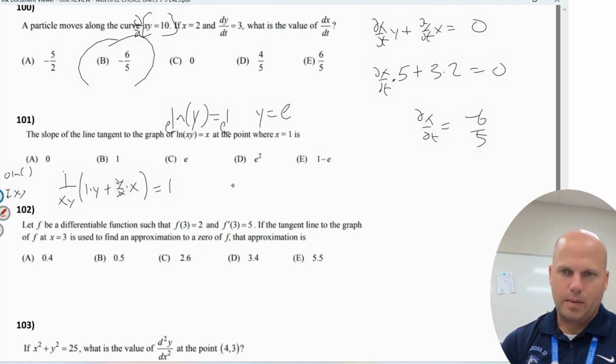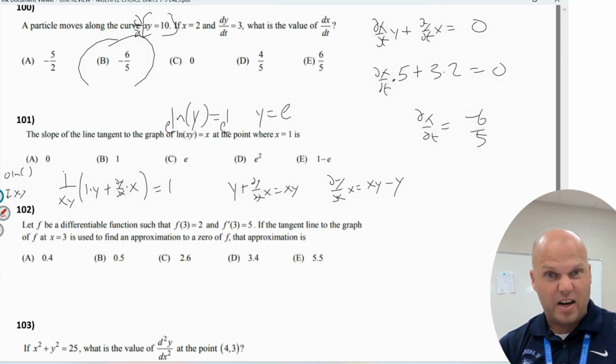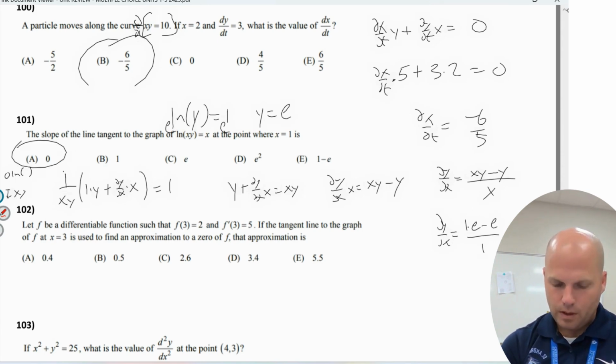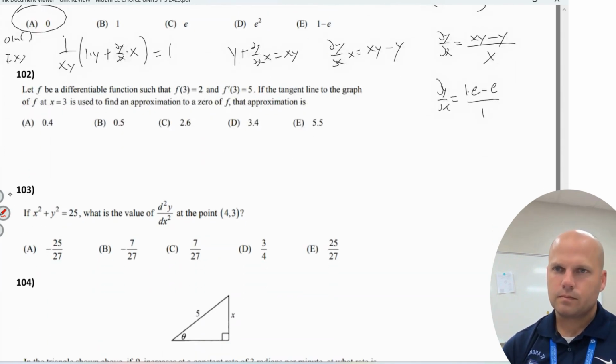So, no, it's probably easier if I solve. So I got y plus dy dx, x equals xy, multiplied both sides by xy. And then subtract y, dy dx, x equals xy minus y. And then divide by x. And now I plug in 1, e. Are you freaking kidding me? So lame. I don't know why this question is here.